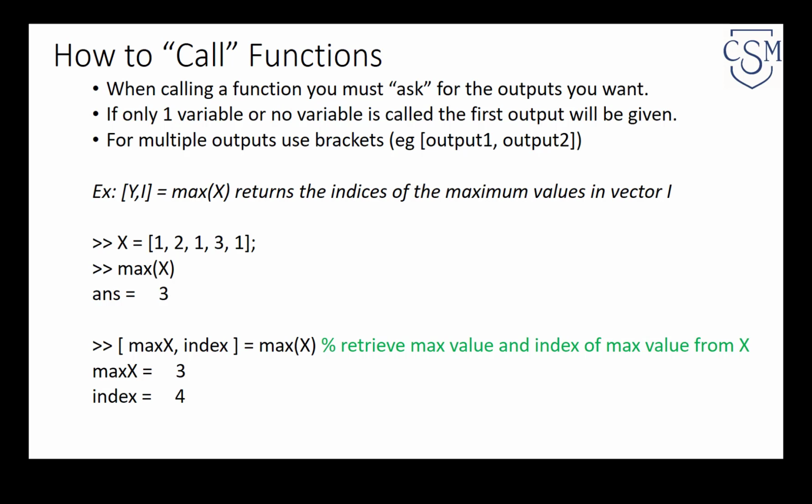So if you note back up here in our array x, the largest value was 3. So the index of that is 1, 2, 3, 4. Because we asked for that, we were given it and it was assigned to our variable index.